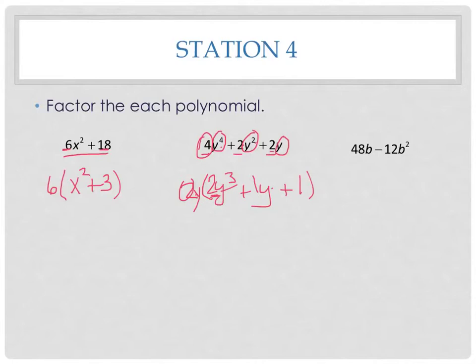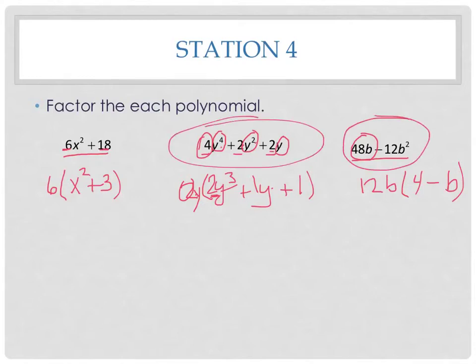In the last example, we have 48b minus 12b squared. And if you take a look at that, I can factor out a 12b from everything. So 48b divided by 12b is going to be 4, and 12b squared divided by 12b would just simply give you a b. And I can always check my answers by redistributing, and then I can make sure that I get back to the original expression. So that's one way that you can use checks to make sure that you solved it correctly.